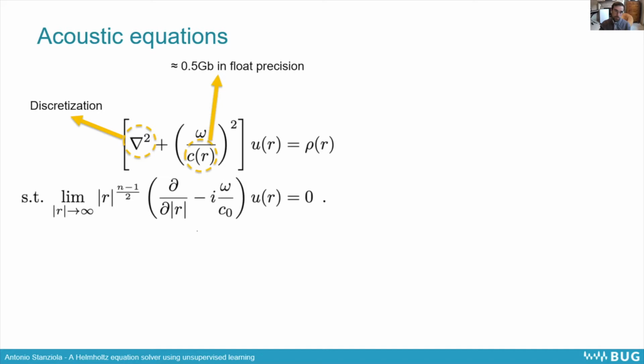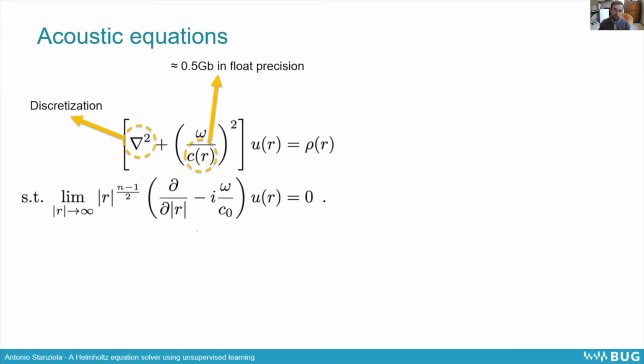But most importantly, we have this large 3D matrix, which is a model of the acoustic property of the head, in this case, the sound speed, and for the range of frequencies and the size of the problem that we are dealing with, such a matrix can be as much as 0.5 gigabytes in single precision. So it is really a big problem that we are trying to solve.